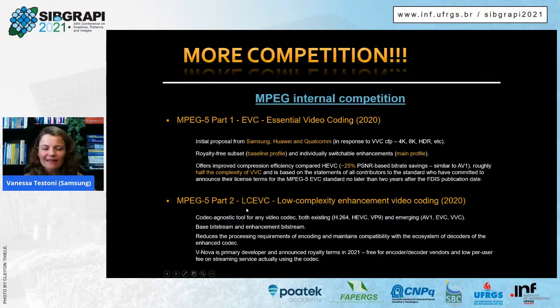And the last one is the LC-EVC. This one has also been considered, also finalized last year. And this is actually what we call a codec agnostic tool. It means that you can use any codec as a basis, even H.264, whatever you want. They just proposed this base stream and enhancement bit stream. So they have this idea of scalability, and they have actually already announced what the license fees are. So people are already paying attention to this codec.